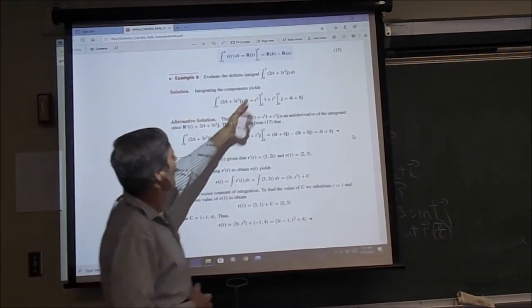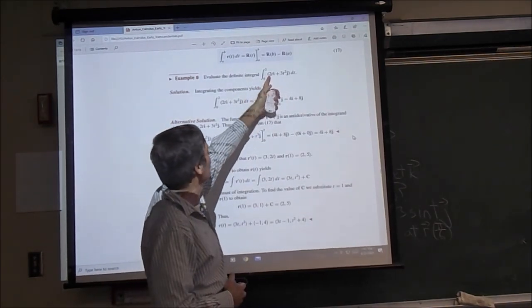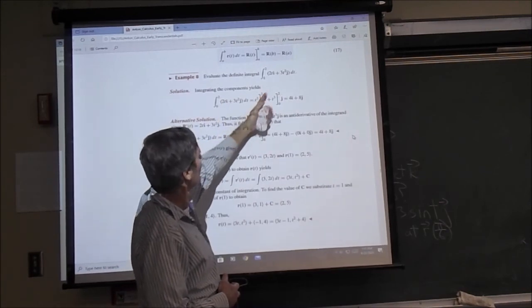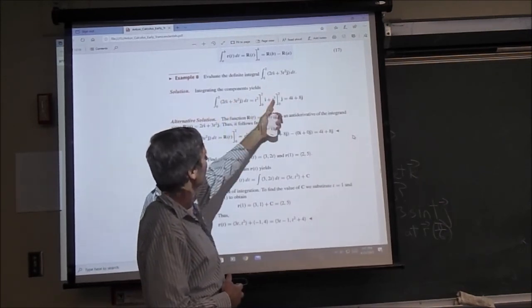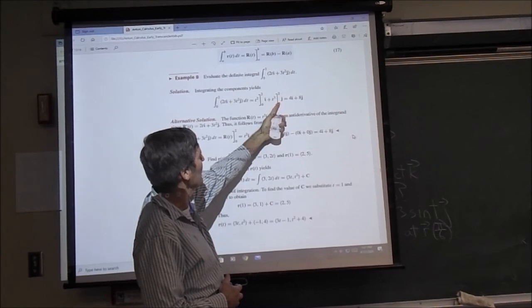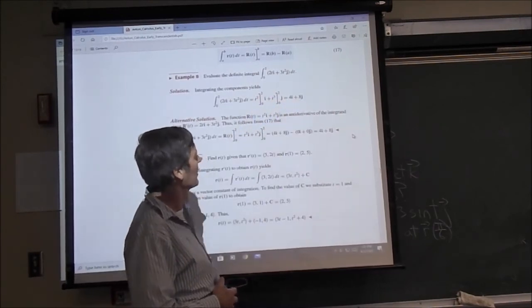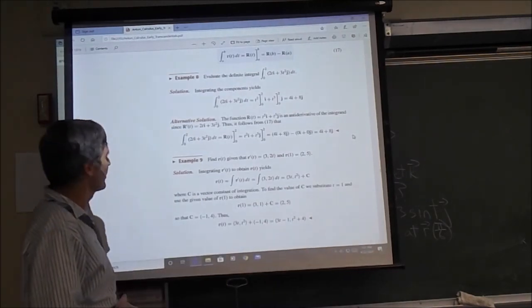So here's an example, evaluate this definite integral. You just integrate 2t and get t squared. You integrate 3t squared and get t cubed. You multiply each by its appropriate component. Plug in the 2 and 0 and take the difference. You get 4i plus 8j. Pretty straightforward.